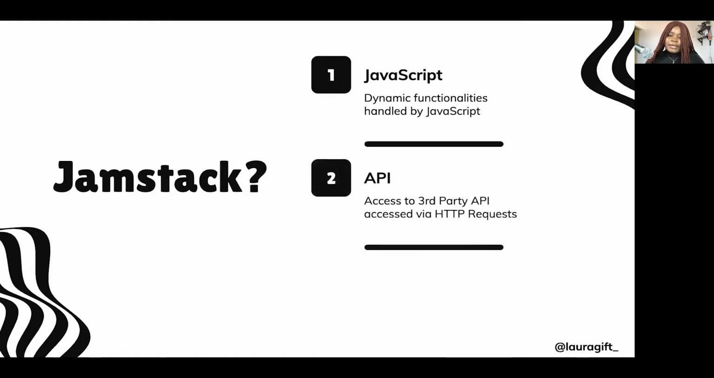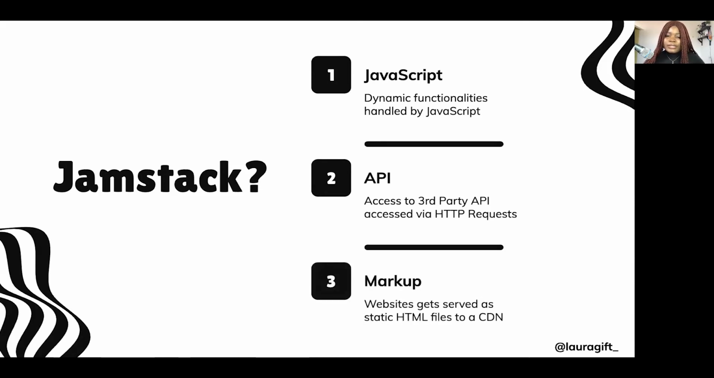Then A, for API, means that you have access to different third-party APIs that can be accessed using HTTP requests. And lastly, M, for markup, means that your website gets bundled as HTML files at build time, and when you deploy it, it gets deployed to a CDN.